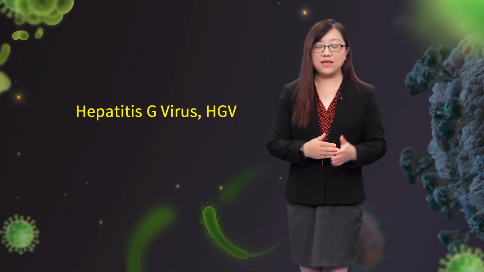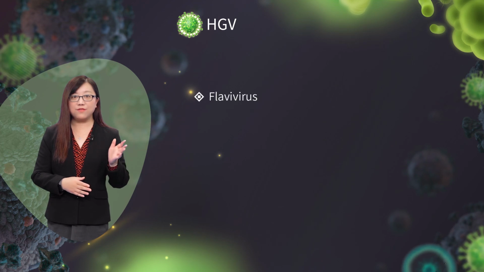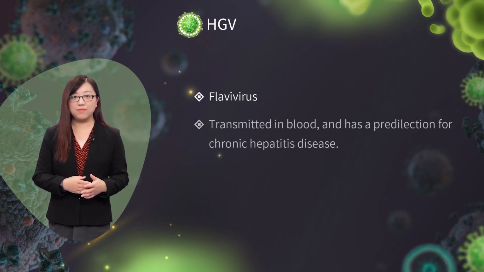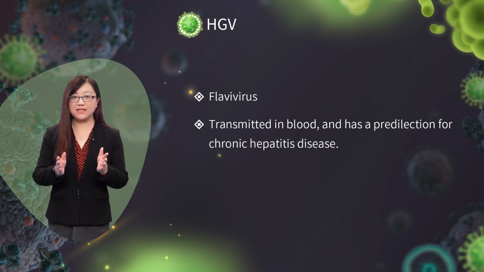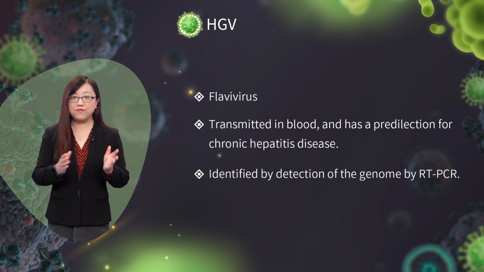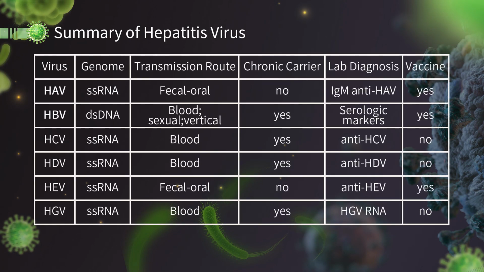The last one is HGV, resembling HCV in many ways. It is a flavivirus transmitted in blood and has a predilection for chronic hepatitis disease, identified by detecting the genome by RT-PCR. I will leave you to summarize the hepatitis viruses. This table may give you some clues.